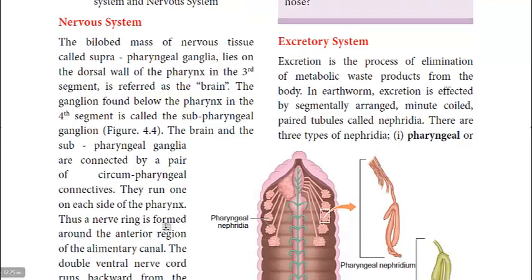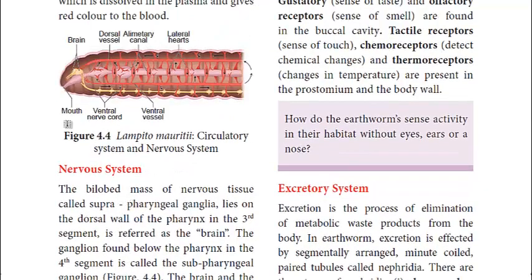Thus a nerve ring is formed around the anterior region of the alimentary canal. Okay, you can see a nerve ring.